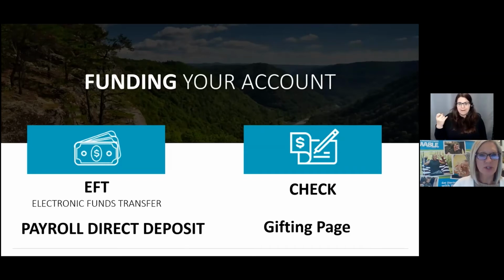You can also fund your account with payroll direct deposit. This is where payroll monies can be automatically deducted and deposited into the Stable account. This can be done by the beneficiary that is working, or the parent or a family member who wants to contribute a portion of their check on an ongoing basis. And we do have forms to get this set up at the Resources tab of WVABLE.com. And then Tom will also talk about an additional option in which you can set up what's called a gifting page within the online platform.